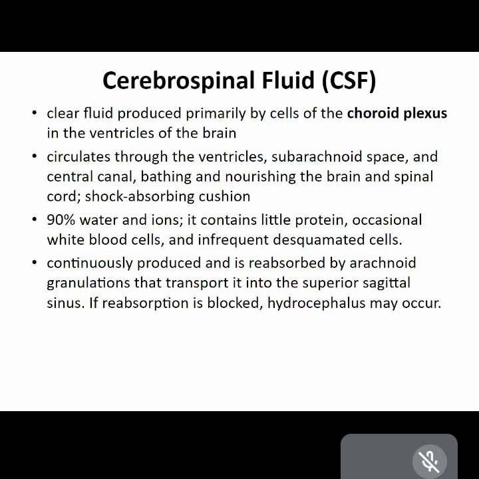They circulate through the ventricles, the subarachnoid space, and the central canal, bathing and nourishing the brain and the spinal cord, and they also act as a shock-absorbing cushion for the brain. It is 90% water and ions, and it contains just a little protein, occasional white blood cells, and infrequent desquamated cells.